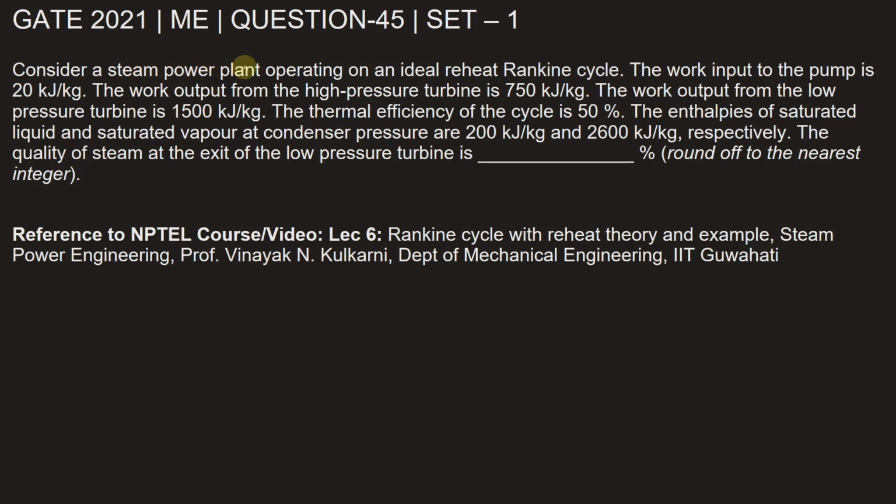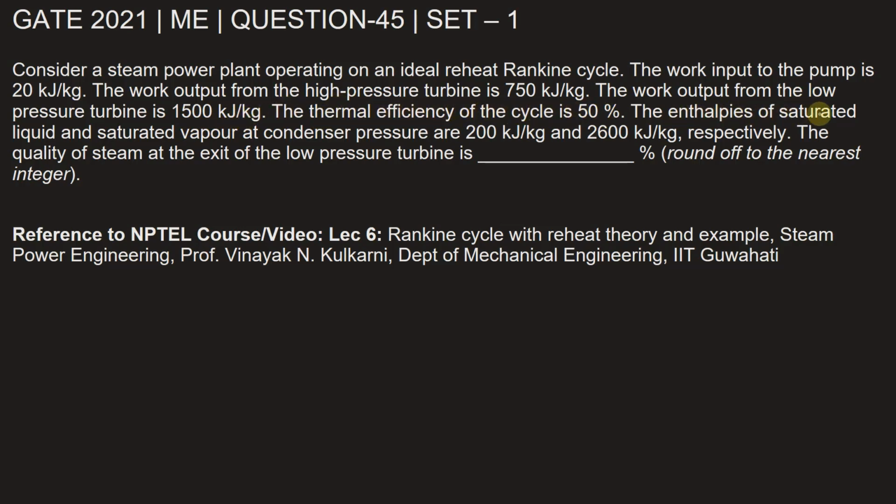Consider a steam power plant operating on an ideal reheat Rankine cycle. The work input to the pump is 20 kJ per kilogram. The work output from the high pressure turbine is 750 kJ per kilogram. The work output from the low pressure turbine is 1500 kJ per kg. The thermal efficiency of the cycle is 50%.